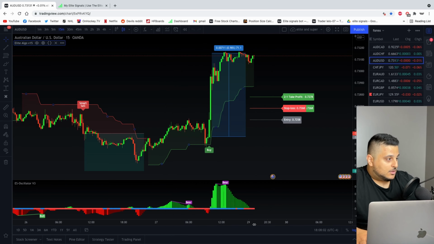Once you do that, once any random signal will pop up on this chart on the 15-minute time frame for this specific pair, you will get an alert on your email or on your mobile phone. Very easy. And that's pretty much it, guys.